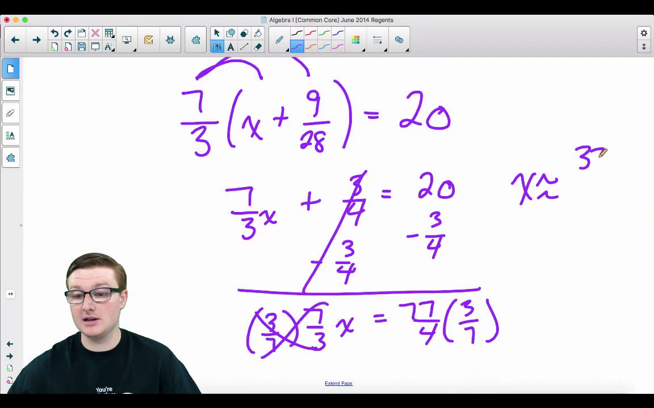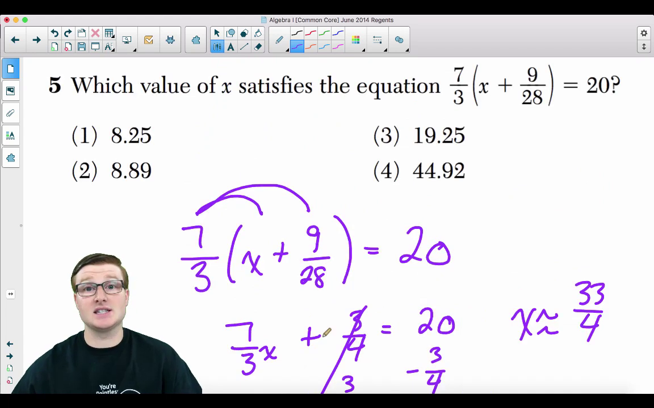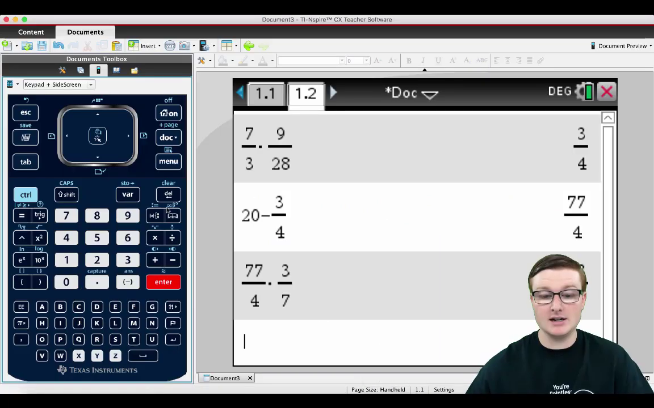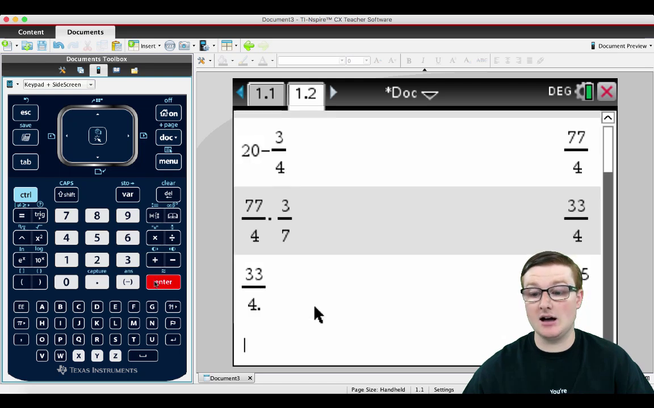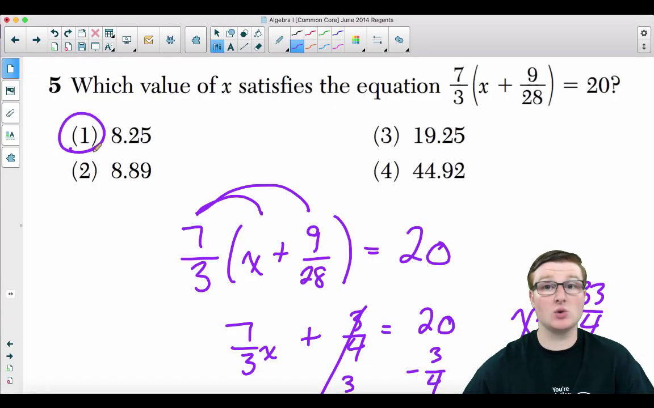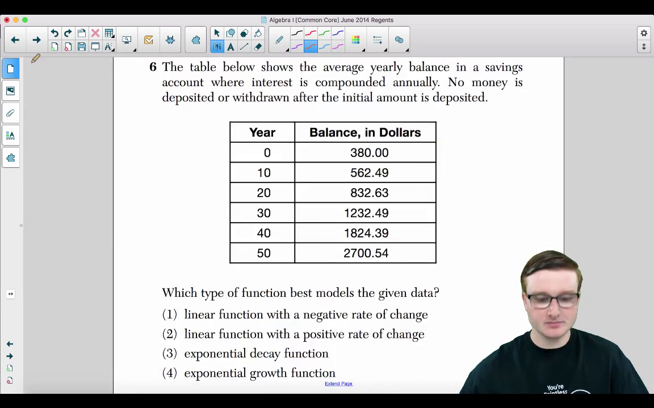Great, 33 over 4. But all of these answers are in terms of decimals. So we have to go back to our calculator, and I'm going to type in 33 over 4 with a decimal point after it, and that gives it to you in decimal form. So that's 8.25, and that is going to be choice 1. All right, moving on to question number 6.